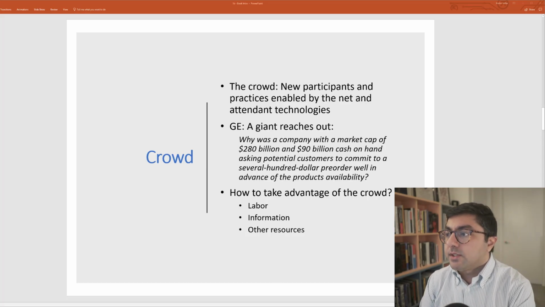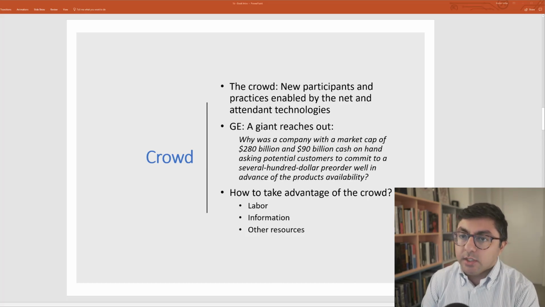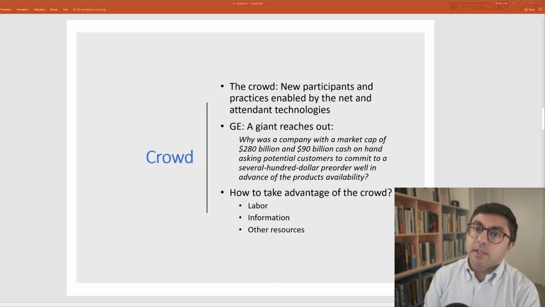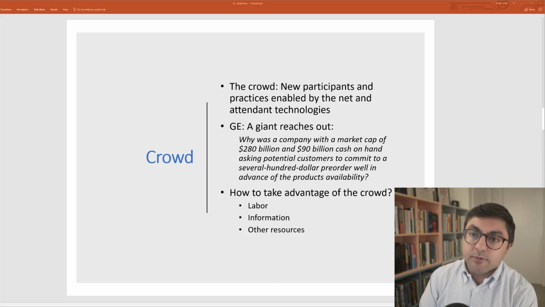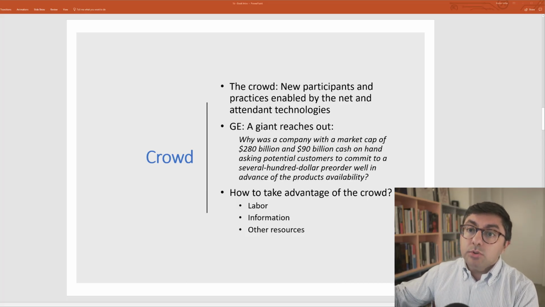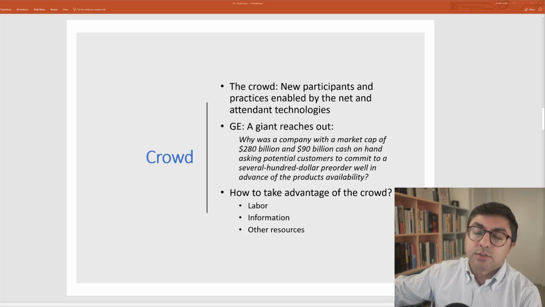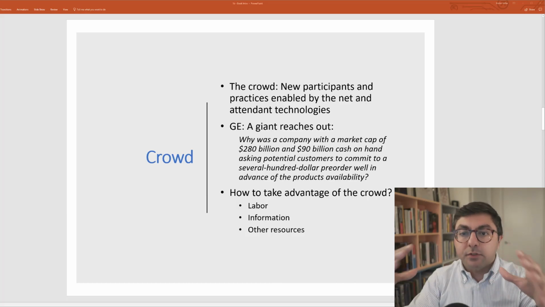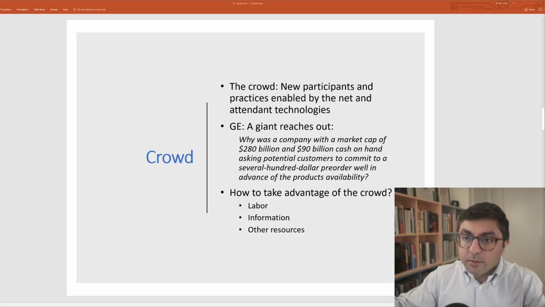And the example here is GE. And GE, which is, at the time, a $280 billion company with $90 billion in cash on hand, is asking potential customers to commit a couple hundred dollars to pre-order this ice maker well in advance of the product's availability. Now, when you think about crowdfunding, Kickstarter and whatnot, you generally think that the reason these startup businesses use this crowdfunding model is to gain funding so that they can pool the financial resources of everybody in the crowd and then manufacture or produce whatever the thing is that they want to produce and then send it to everybody who paid for it.